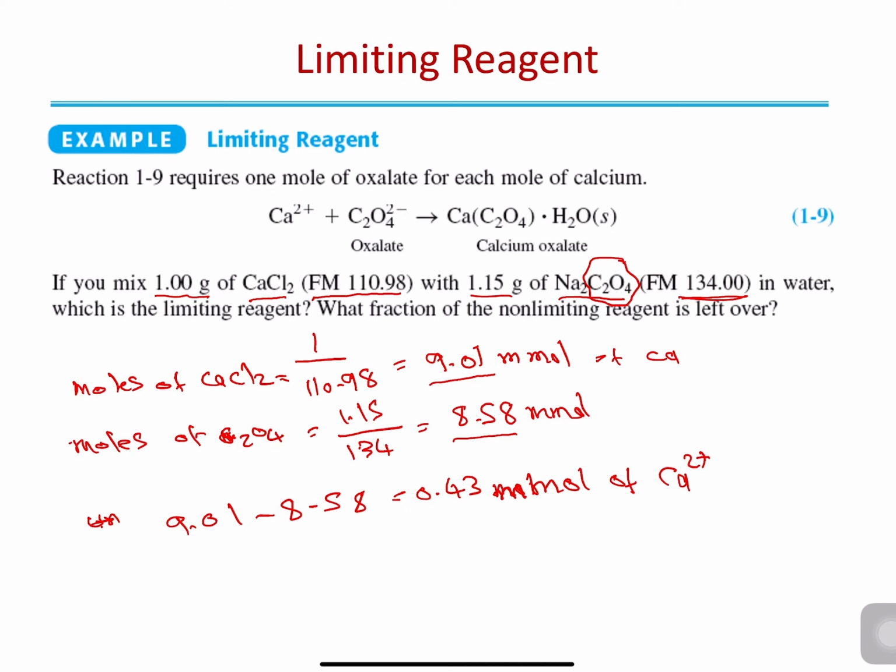So what fraction is that? So that is 0.43. If we divide that by the total moles of calcium that were used, 9.01, and multiply that by 100, we will get the fraction as 4.8%. So 4.8% of the calcium was left at the end of the reaction because the oxalate here was the limiting reagent, because the number of moles of the oxalate was less than the total moles of calcium that was used in this reaction.